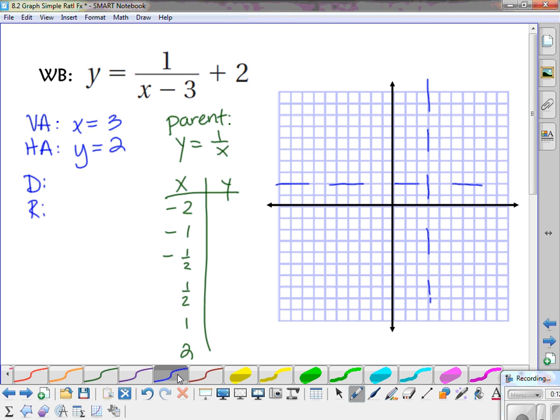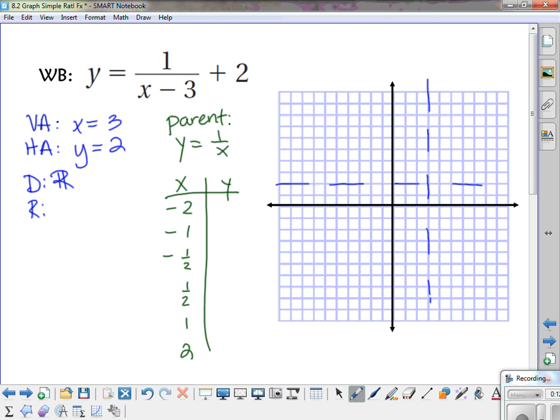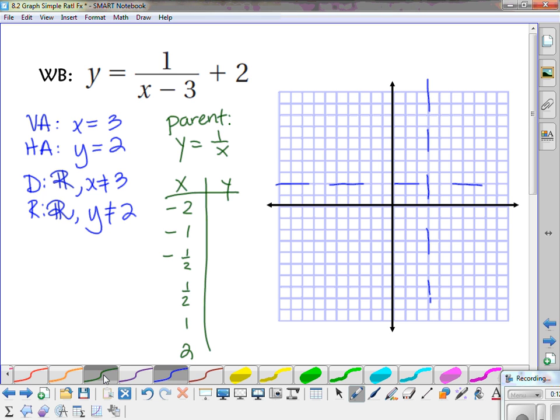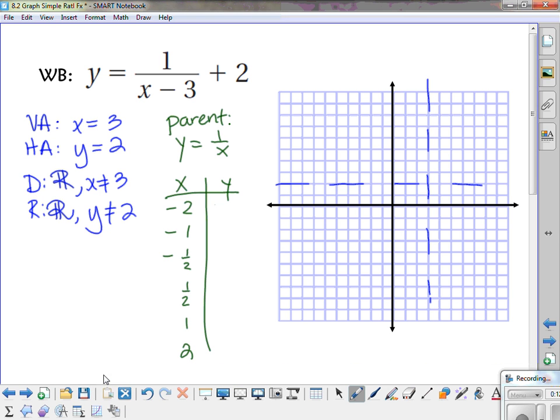All right, so what was our domain? Okay, x can't equal 3, and the range? y can't equal 2, right? And so if you want, you can write it that way, or you can write except 3, except 2, whichever you prefer. All right, so then if we plug in a -2, what do we get? -1/2, -1, -2, 2, 1, 1/2. So those are the points you should have had in your table.